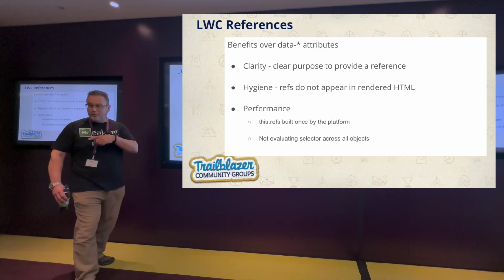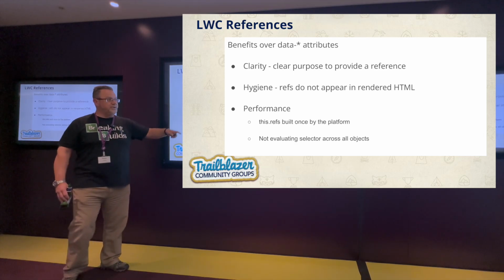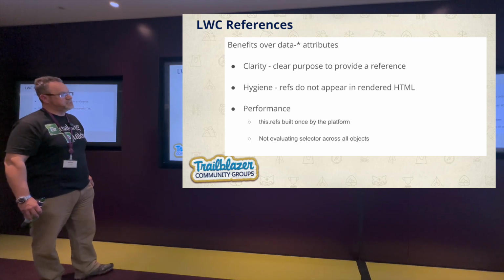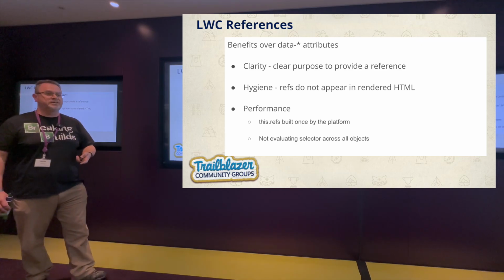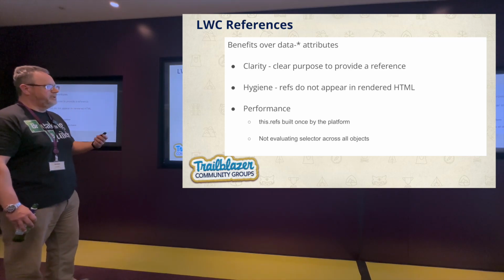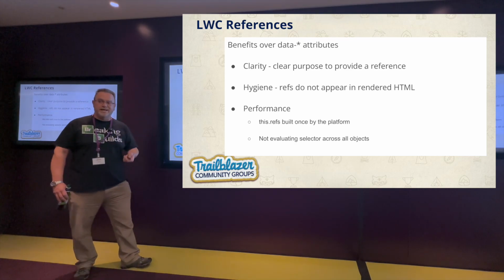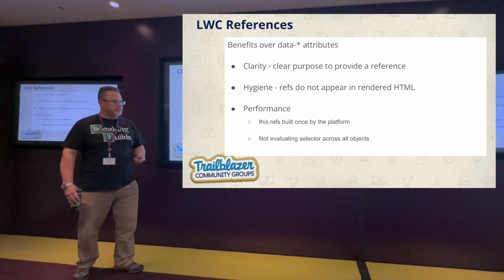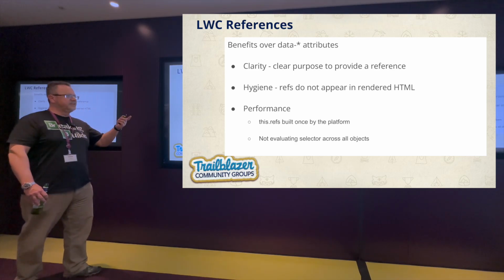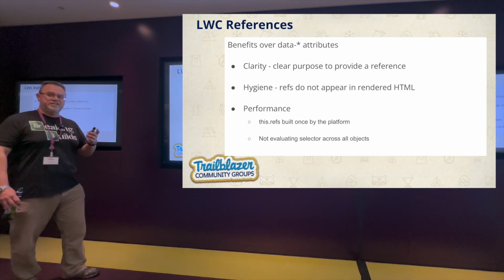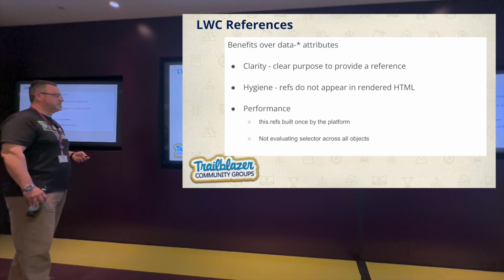The other thing, and to your point, hygiene: refs don't render in HTML. You don't have to expose that, and that can be a benefit over data-star attributes. They don't appear in the rendered HTML, so you're not exposing that to somebody else, that this is there and they can rely on it. It's all kind of hidden away. And also performance. Refs is built once by the platform. It's there as soon as your JavaScript executes. You're not having to run the selectors across all objects. Of course, if you're responding to a button click or something like that, then data-star attributes are probably what you want because you need to know the element that started that, and that's difficult to do based on references.